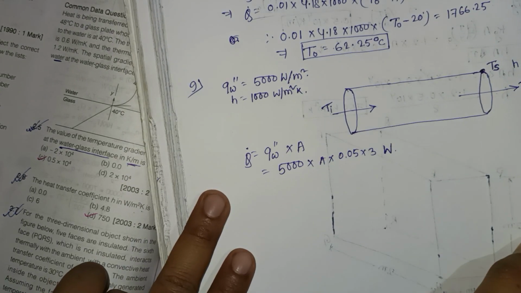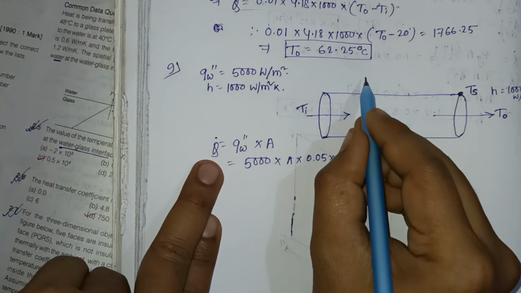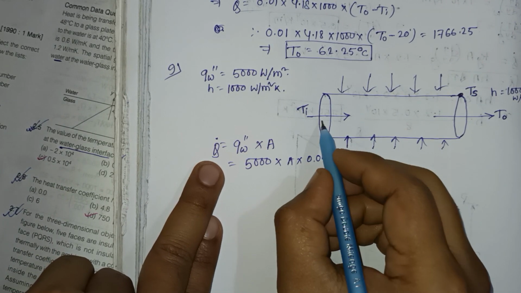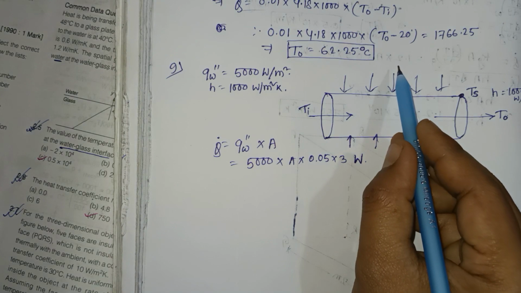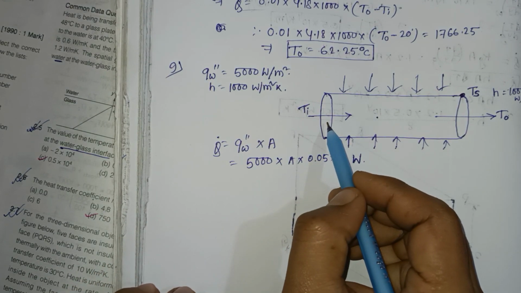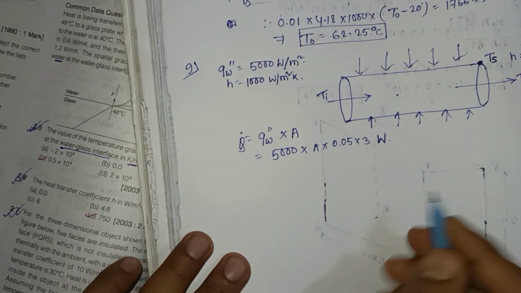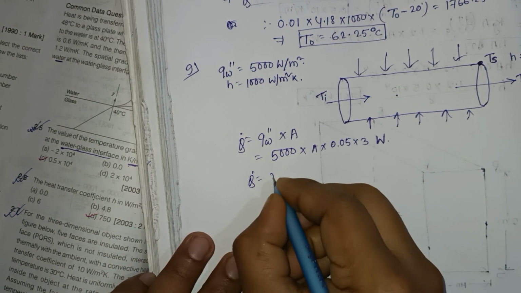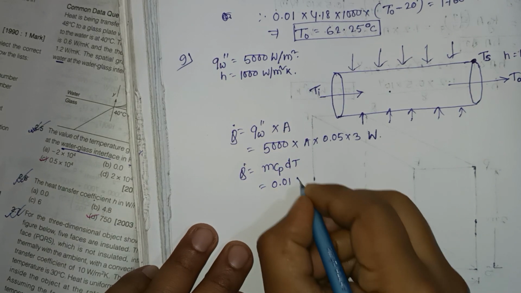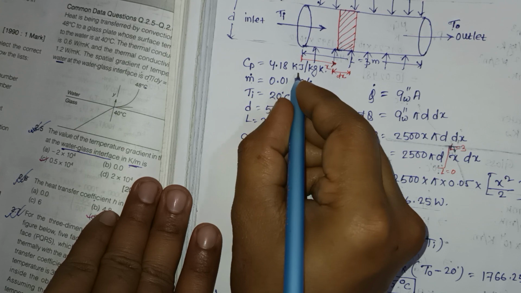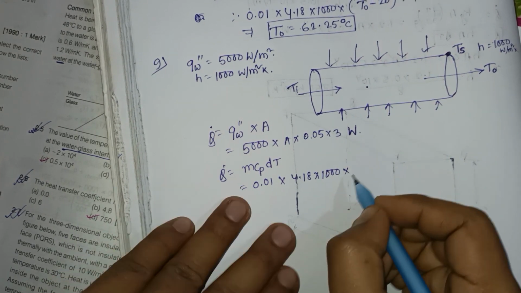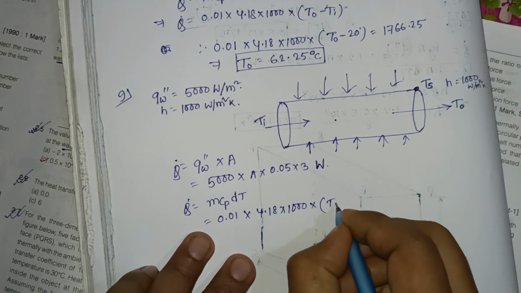Okay, now the heat flux, heat is transferred from outside, so the heat transfer rate will be the same. So heat transfer from outside to inside of this pipe is equal to heat gained by water. Okay, so q dot is equal to m cp dT. Okay, so m, the mass flow rate, is equal to 0.01 into cp, that is 4.18 kilojoule per kg Kelvin. So 4.18 into kilojoule, that means 1000 into delta T. Delta T means To minus Ti.